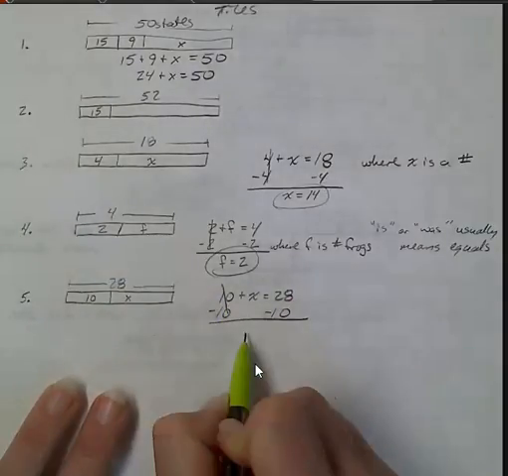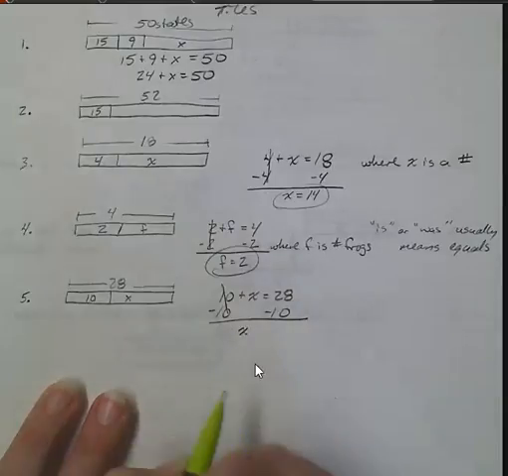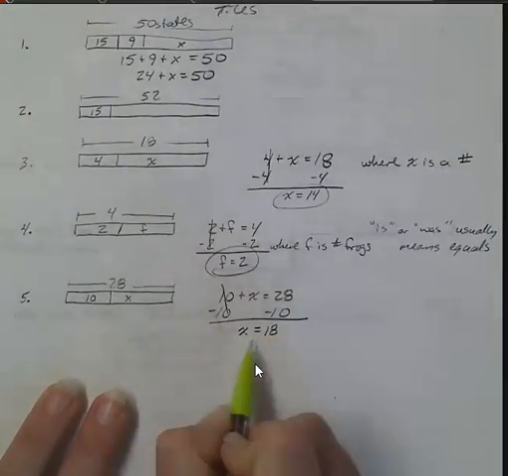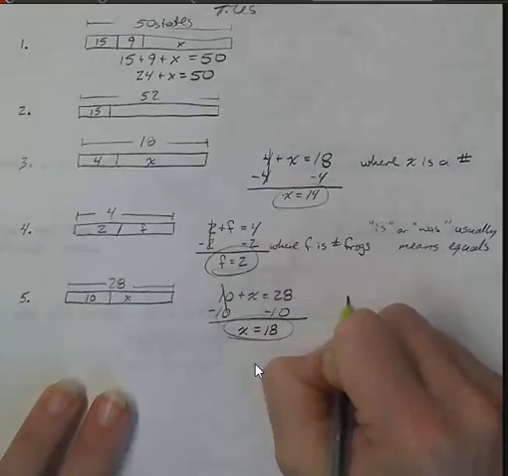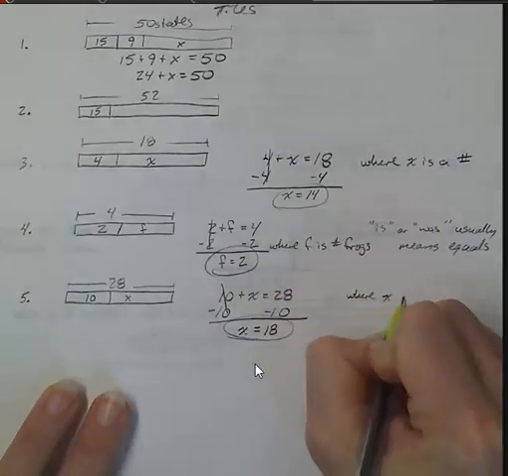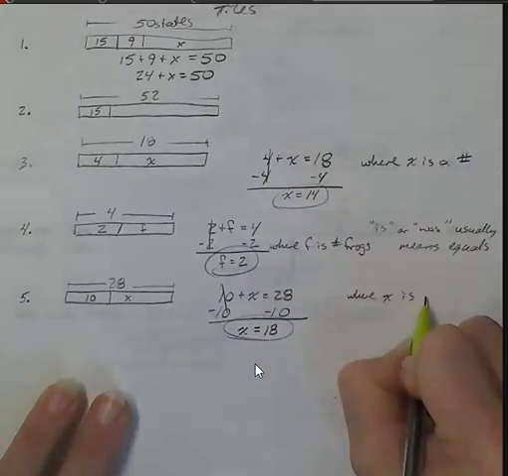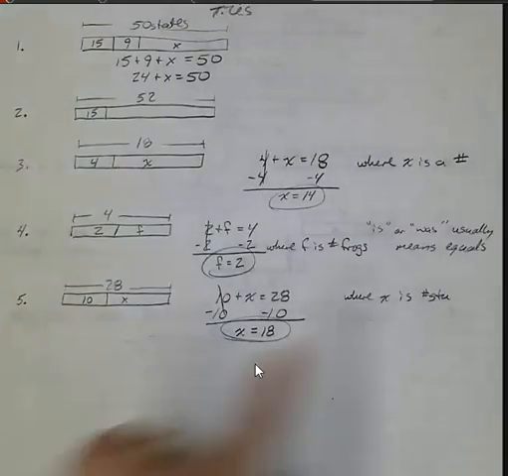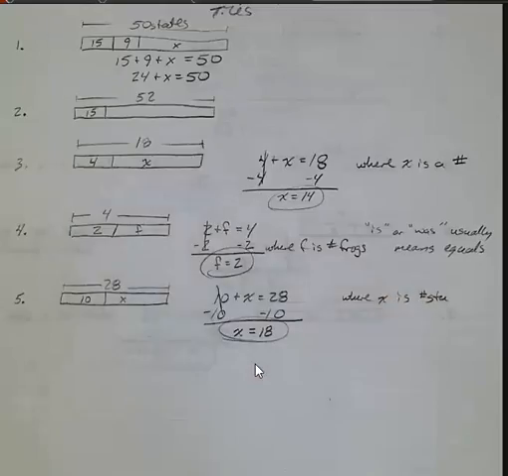10 take away 10 is 0. 0 plus x is the additive identity property. So x is by itself. I have 18, where x is the number of students. So if you picked S or any other letter, you should define your variable.